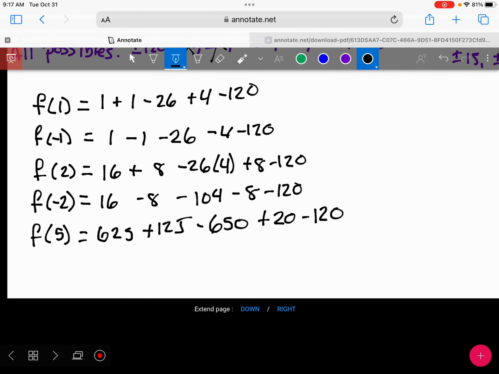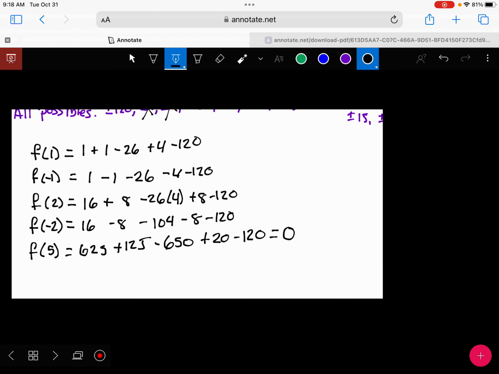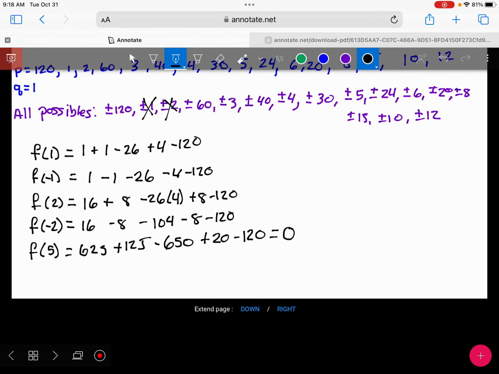Those are looking really close. So let's get that to an actual answer. Let's see what's going on here. Yeah, nice. It's 0. Oh, it worked. He lucked us into a root. Good job, Tommy. So 5 is a root.